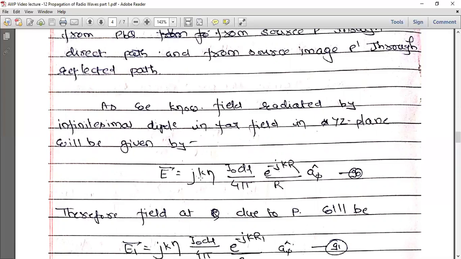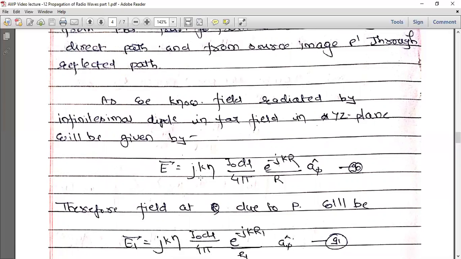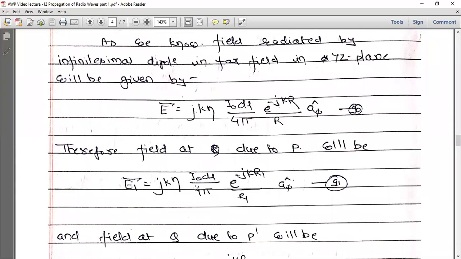What is capital R? Capital R is the distance from point P to point Q. In our example, this distance is R1, and that is why the field reaching point Q through the direct path is given by this, replacing capital R by R1.